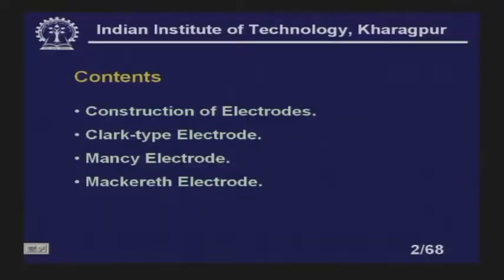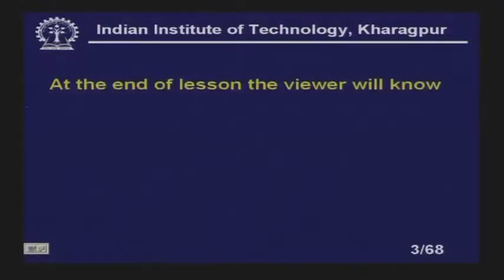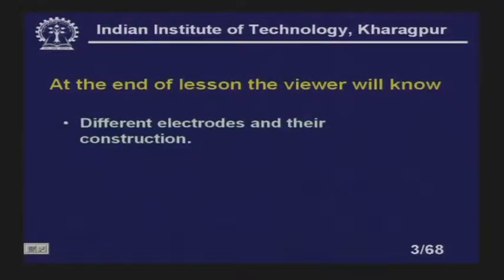Macaret electrode, then we have Barkowski and Johnson electrode. So, these are the 4 different electrodes we will discuss in this particular lesson. At the end of the lesson, the viewer will know the different electrodes and their construction.